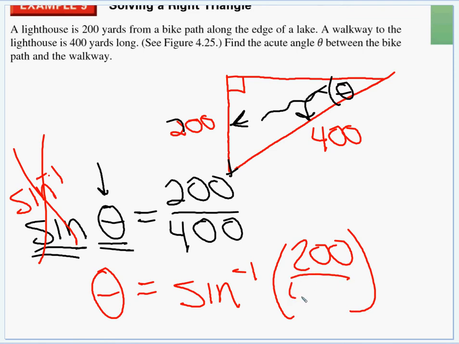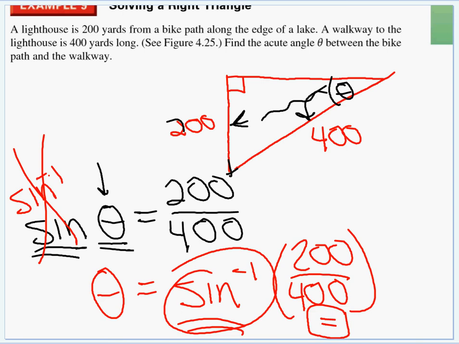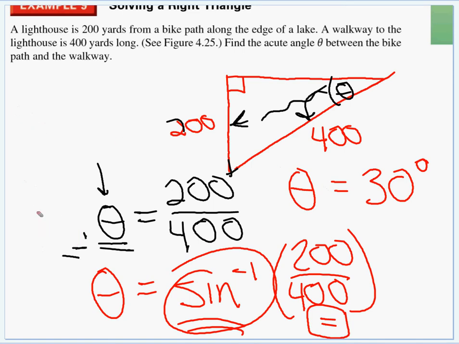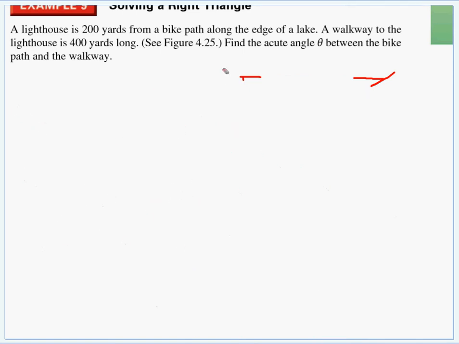This is also just a button on your calculator. You got to hit second function, and it's right above sine. So you type in 200 divided by 400, hit equals to get that decimal, and then you'll do second function, hit the sine key for sine inverse, and the calculator should spit out theta equals 30 degrees. There's our missing angle. So if you're looking for an angle, you've got to use the inverse key.